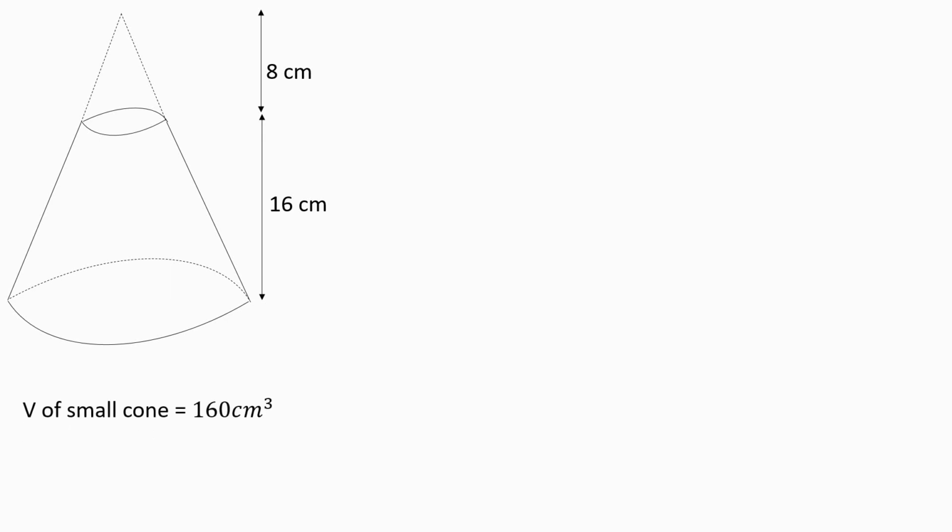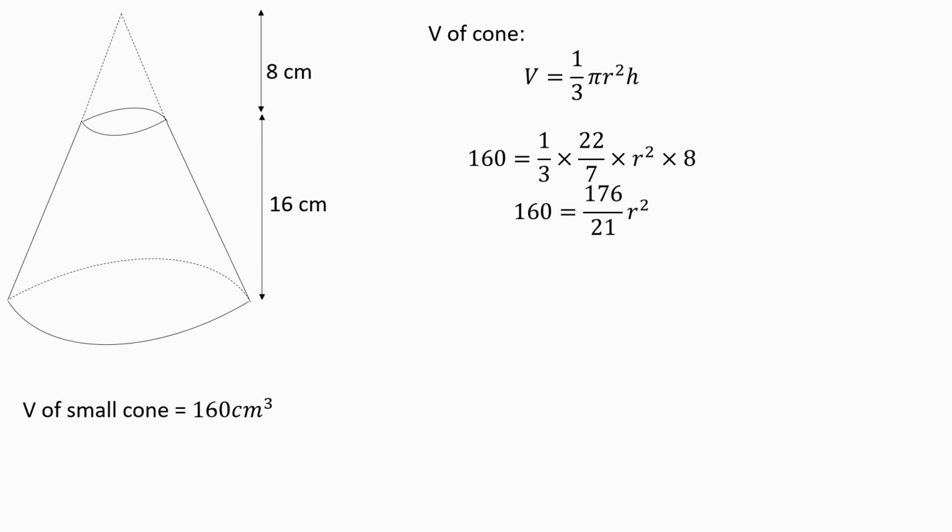The volume of the small cone is 160 cubic centimeters, and to obtain the volume of a cone, the formula is a third pi r squared h. Since we have the value of the volume and the value of the height, we are going to find the value of the radius. So we substitute, we have 160 is equal to a third, I've taken pi as 22/7, times r squared times 8. So 160 is equal to 176/21 r squared.